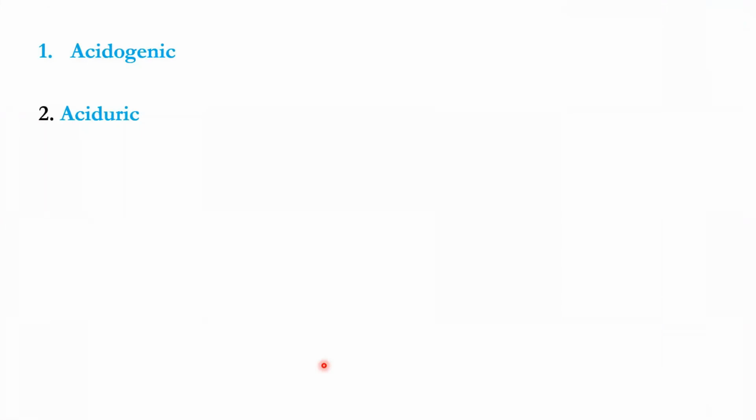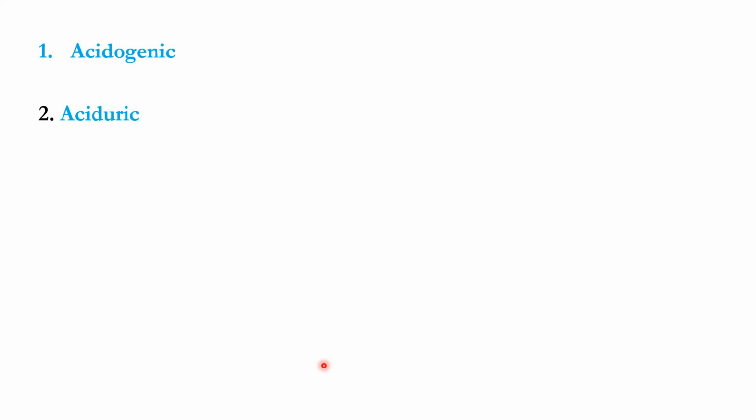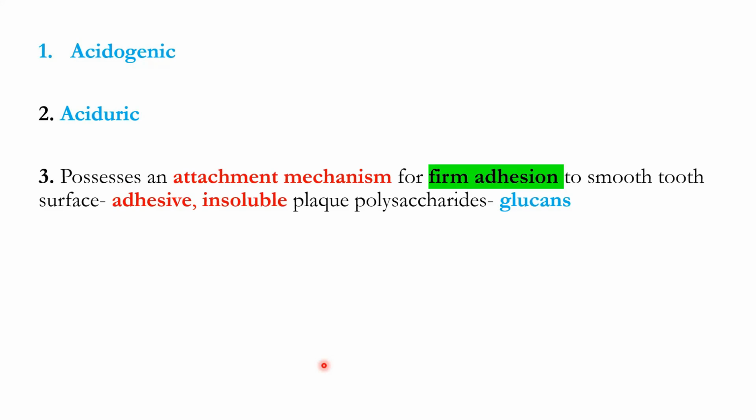There are some characteristics essential for the cariogenic bacteria. Number one, it has to be acidogenic, meaning it should be able to produce acids, because acid is essential for the demineralization of the tooth. The second is aciduric, meaning the bacteria must be able to survive very acidic conditions, because demineralization of the tooth occurs when the pH falls below 5.5. This we've already studied in the last lecture.